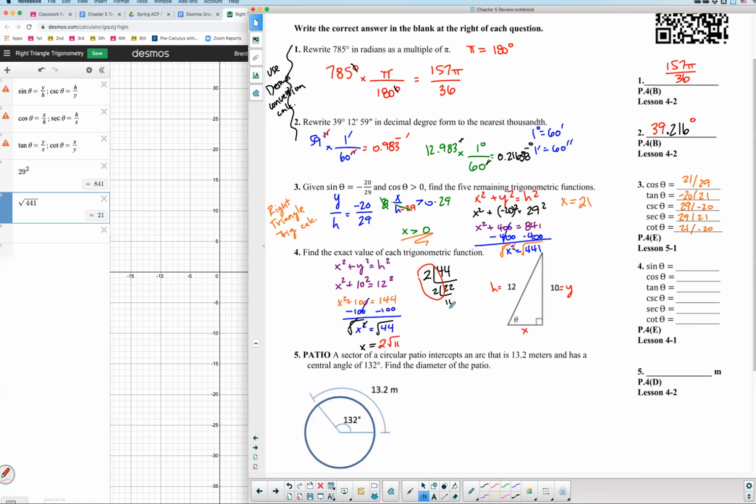And if there were more singles, you just multiply those together and put them down in the root. If there were multiple pairs, you'd multiply those together and move them out front. But since it's just one pair, it's just 2 square roots of 11. That's what x equals in reduced form.